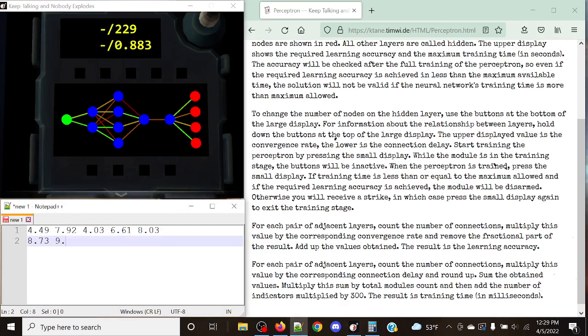Then we have a 1.36. Then we have a 9.97. And then we have the 6.76.